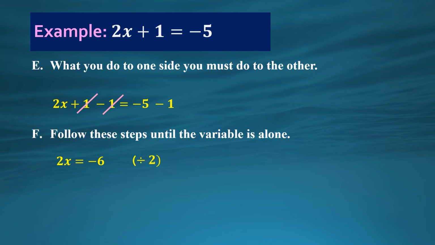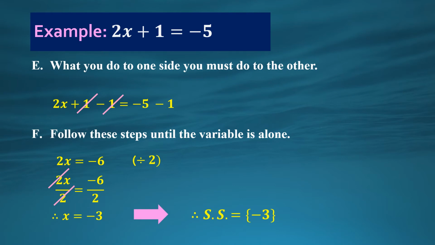We will use the opposite of the operation to remove 2 from x. The opposite of multiplying operation is dividing operation. So 2x over 2 equals negative 6 over 2. And we will cancel 2 with 2 to get the left side x. And the right side will be equal negative 3. So the solution set here will be equal the set of negative 3.